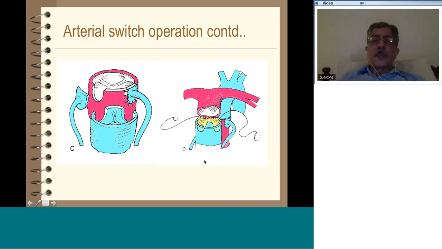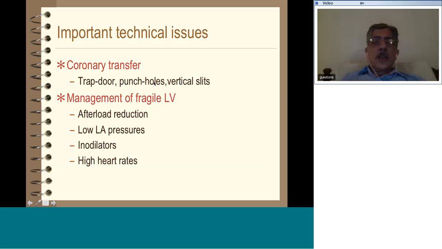The important technical issue, as I mentioned, is the coronary transfer, and there are several technical maneuvers that one does to establish it. The site where the coronary is placed in the pulmonary artery can be a trapdoor type of mechanism, a punch hole, or vertical slits. These are basically surgical technicalities.